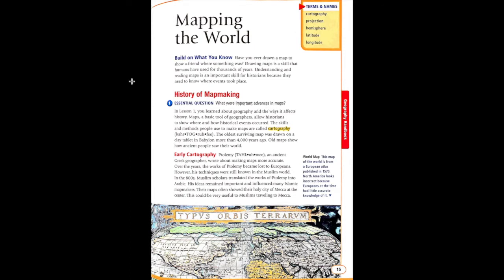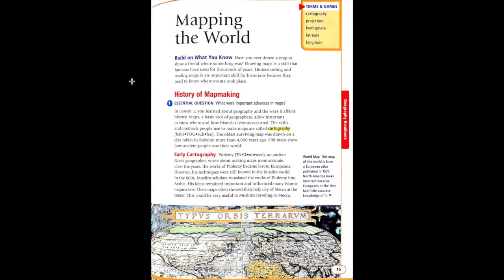The oldest surviving map was drawn on a clay tablet in Babylon more than 4,000 years ago. Old maps show how ancient people saw their world. Early cartography. Ptolemy, an ancient Greek geographer, wrote about making maps more accurate.